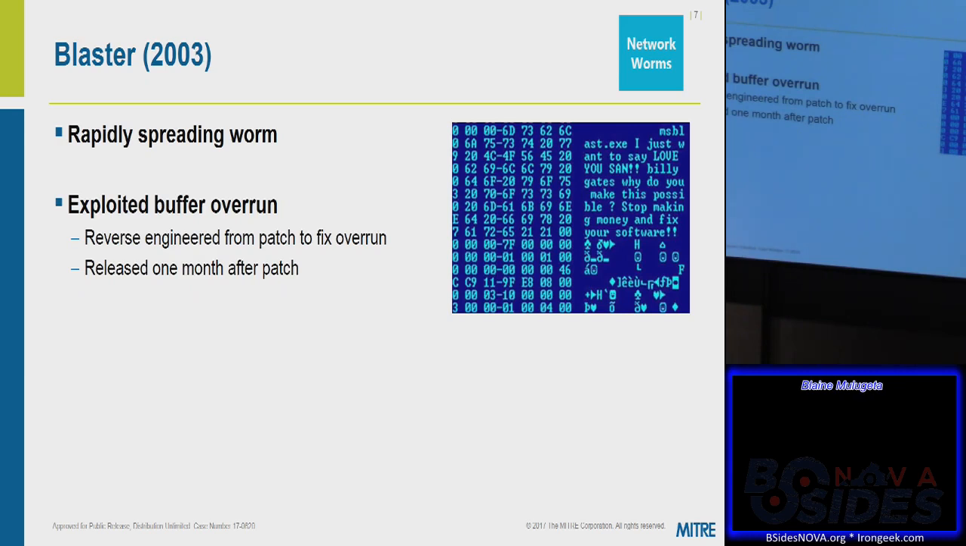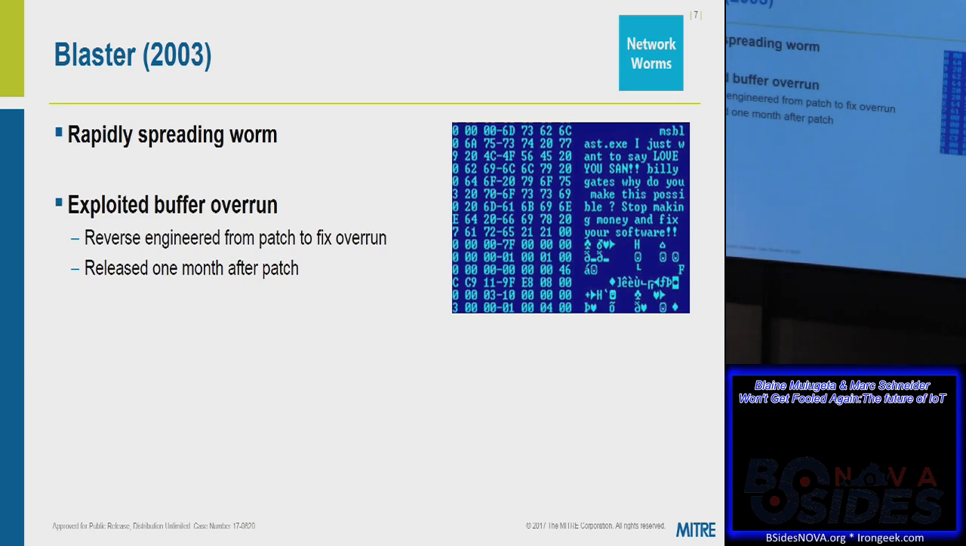The Blaster worm is a classic example of a worm. Blaster, noted in 2003, came out and very rapidly spread across the internet. People were sufficiently connected at the time that there was a target-rich environment, for lack of a better term. It exploited a buffer overrun. Now, the interesting thing about this was the buffer overrun had a patch for it. The patch was actually released a month before the first sighting of this virus.